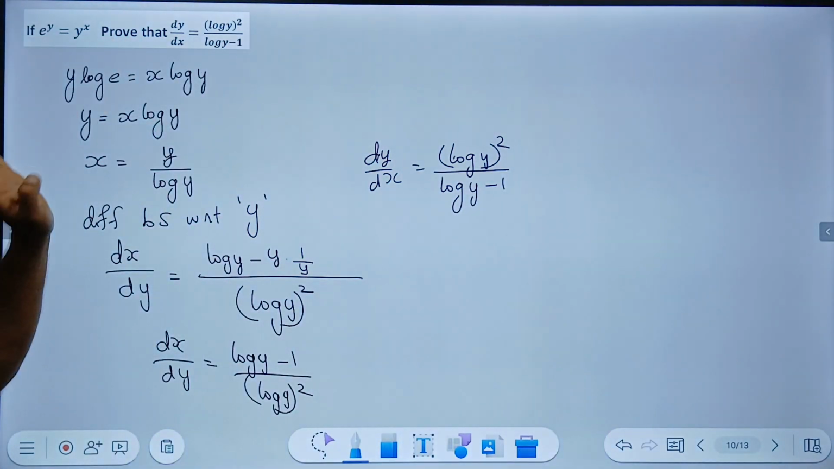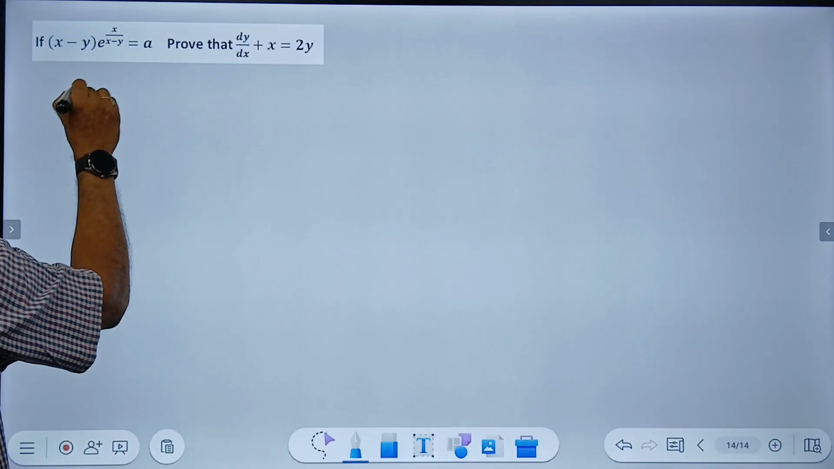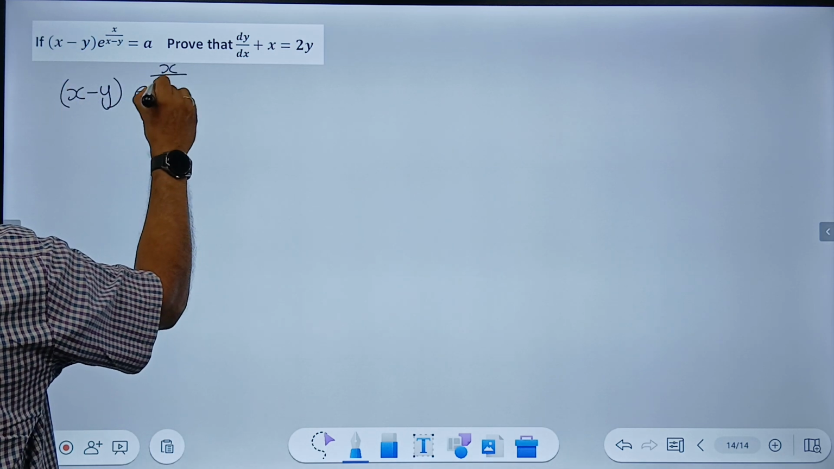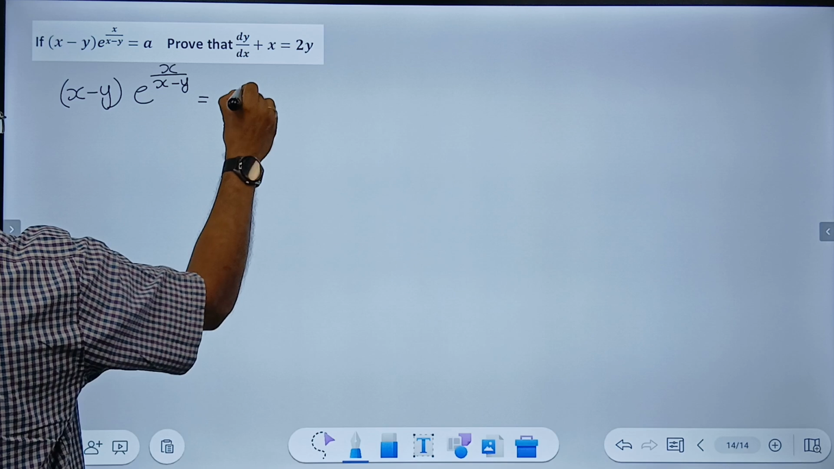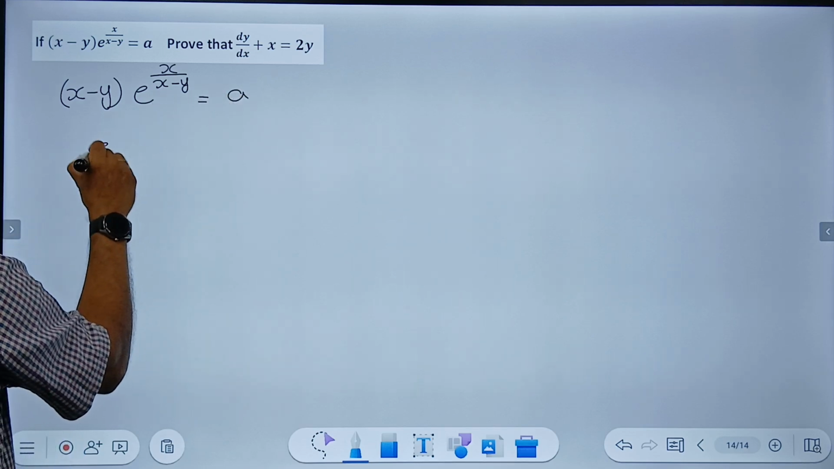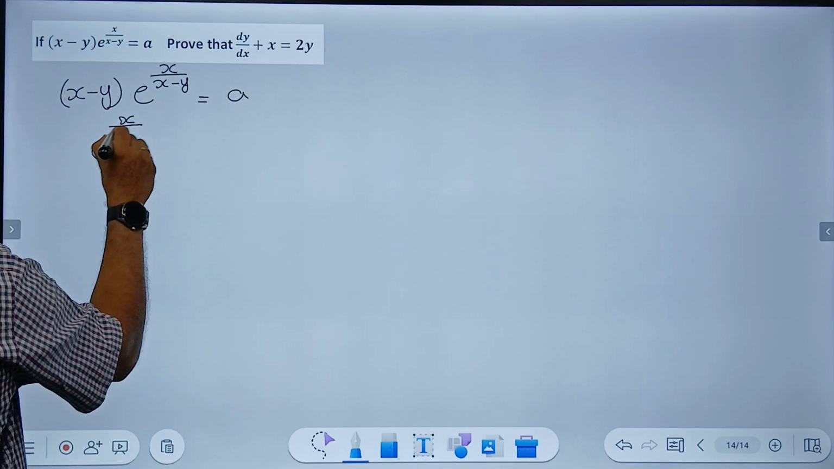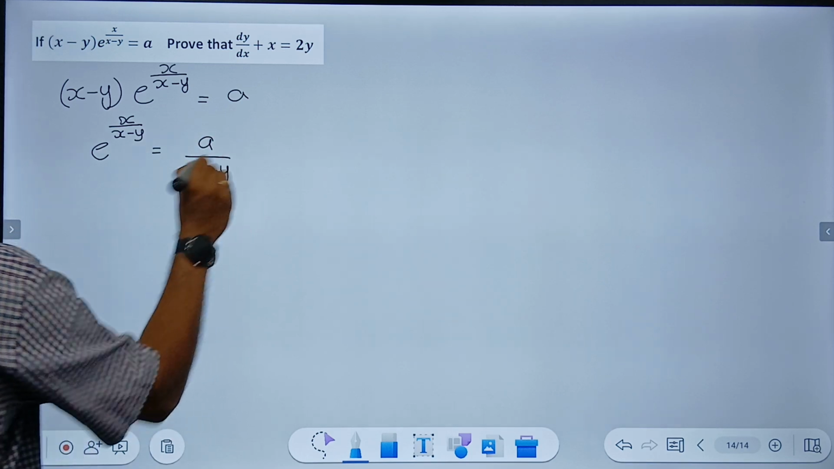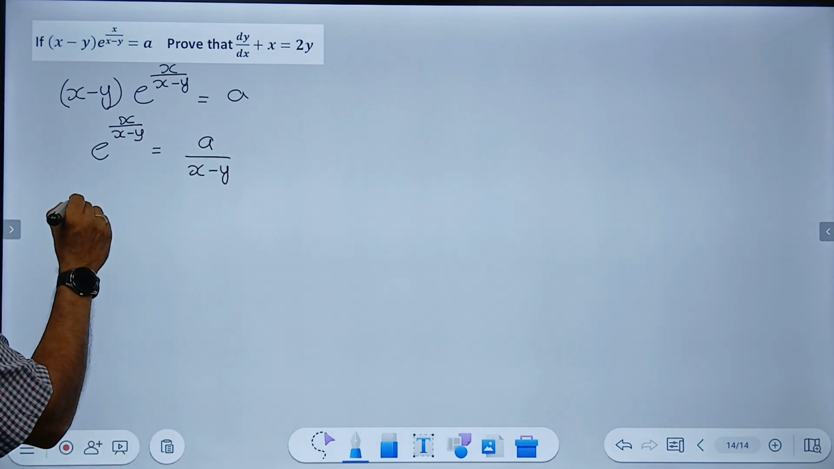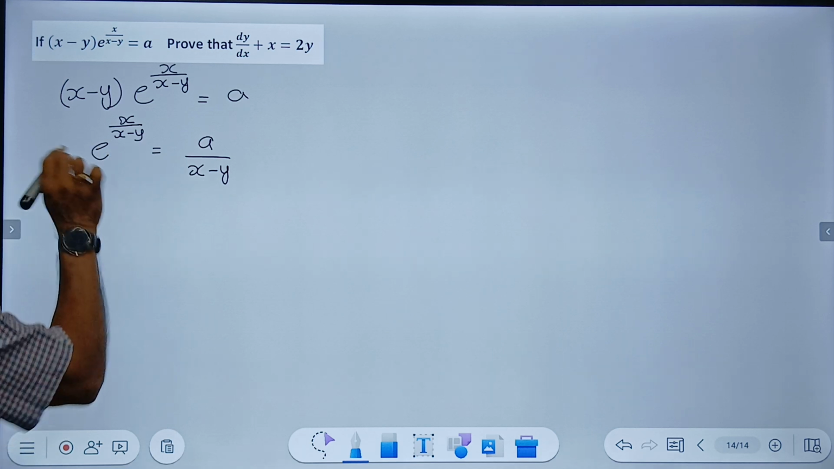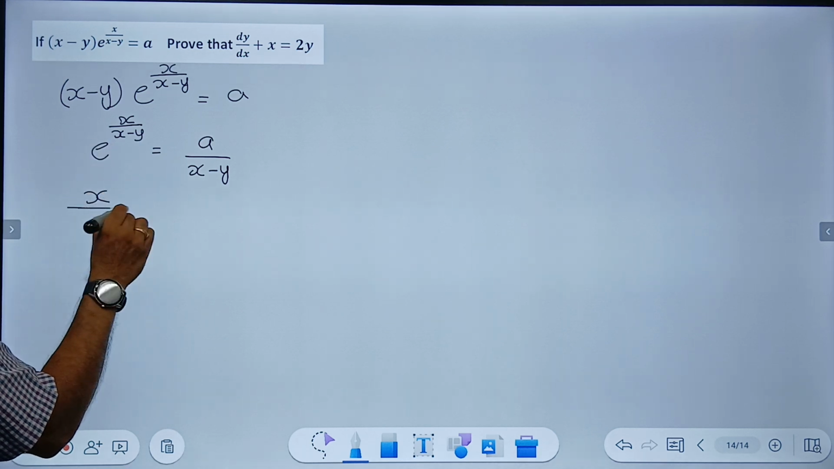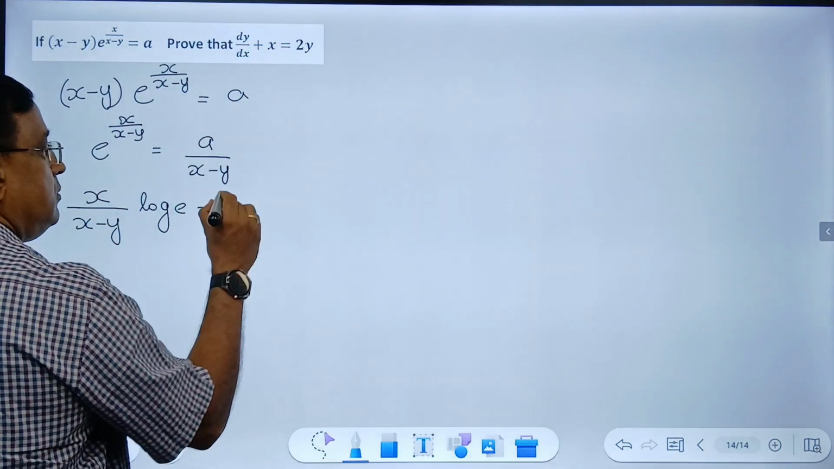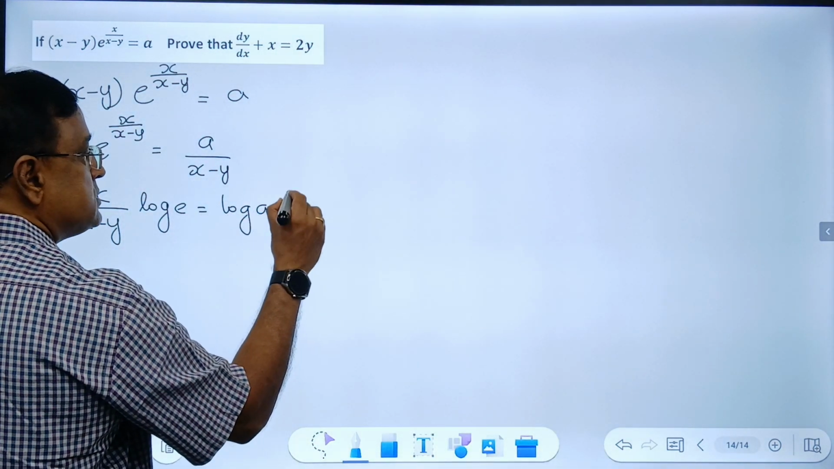It's a simple question. Okay, x minus y into e power x by x minus y equal to a. Take log on both sides, or first you can just simplify this. y equal to a by x minus y. Now you take log on both sides, you get x by x minus y log e equal to log m minus log n.